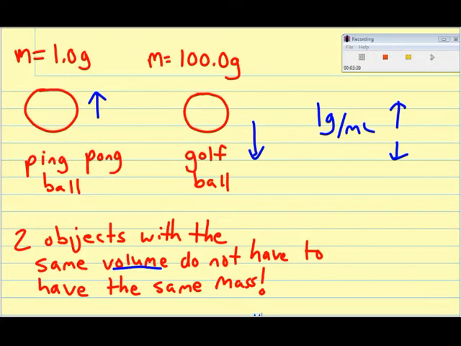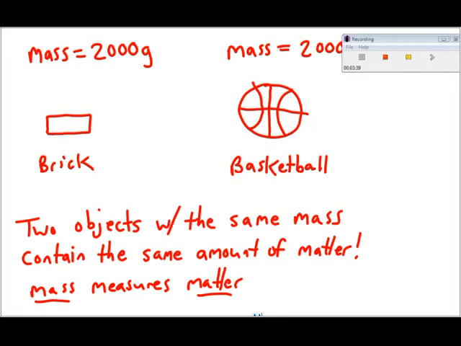Alright, moving on to our next example. Here we have 2 objects that have the same mass. Both of these weigh about 2,000 grams, and I'm just estimating here. The brick is a lot more dense, so it's not going to take up nearly as much space. The basketball is going to be a lot bigger. It's filled up with air. Just because 2 objects have the same mass, the same amount of matter, doesn't mean they have the same density. Once again, the brick is denser. It's more dense than water, so it will sink. The basketball is less dense than water, so it will float.